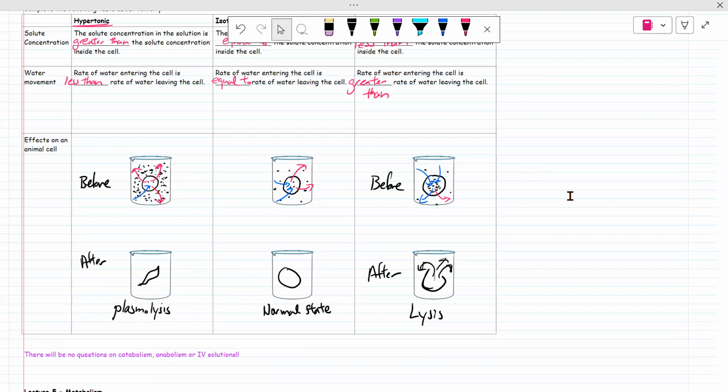No questions on catabolism, anabolism, and no question on IV either. Everything else you should know.